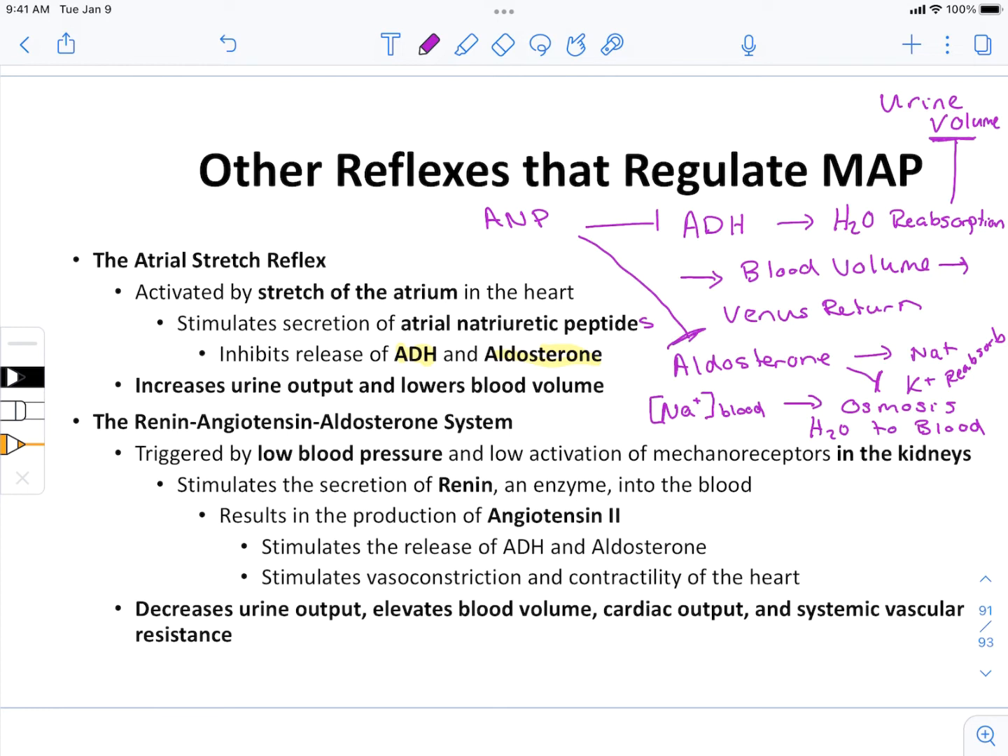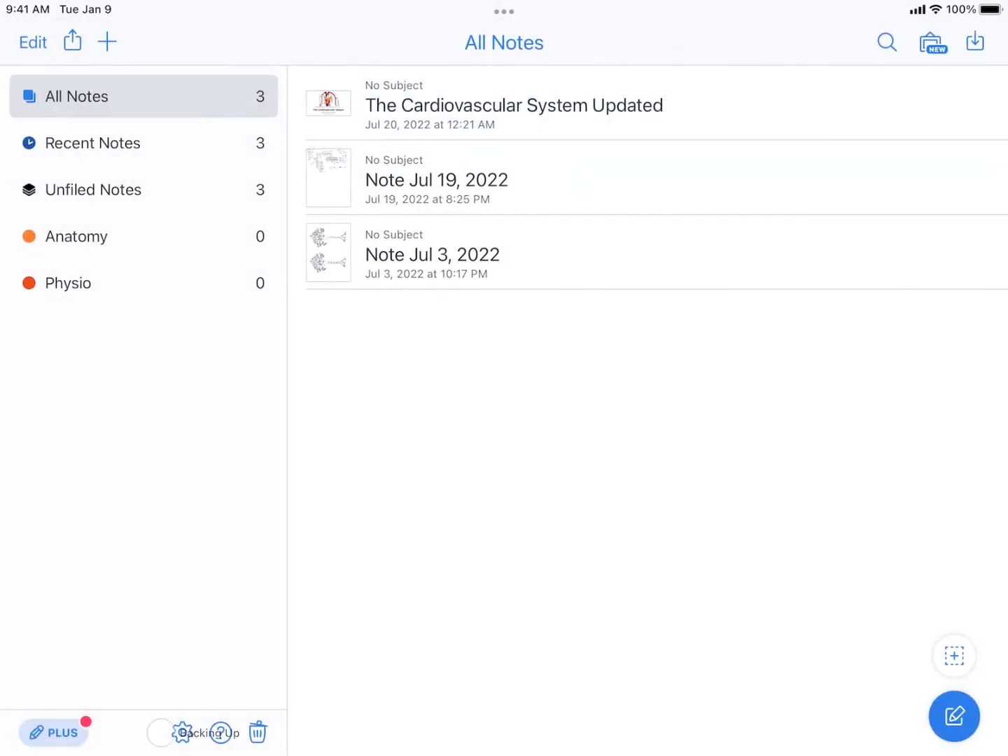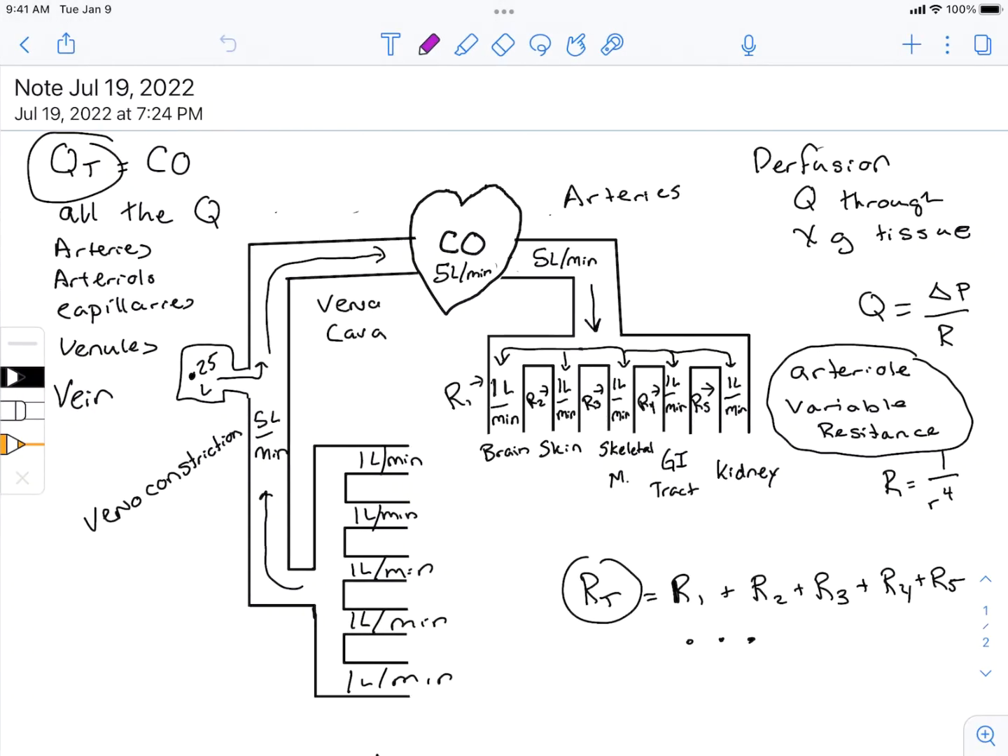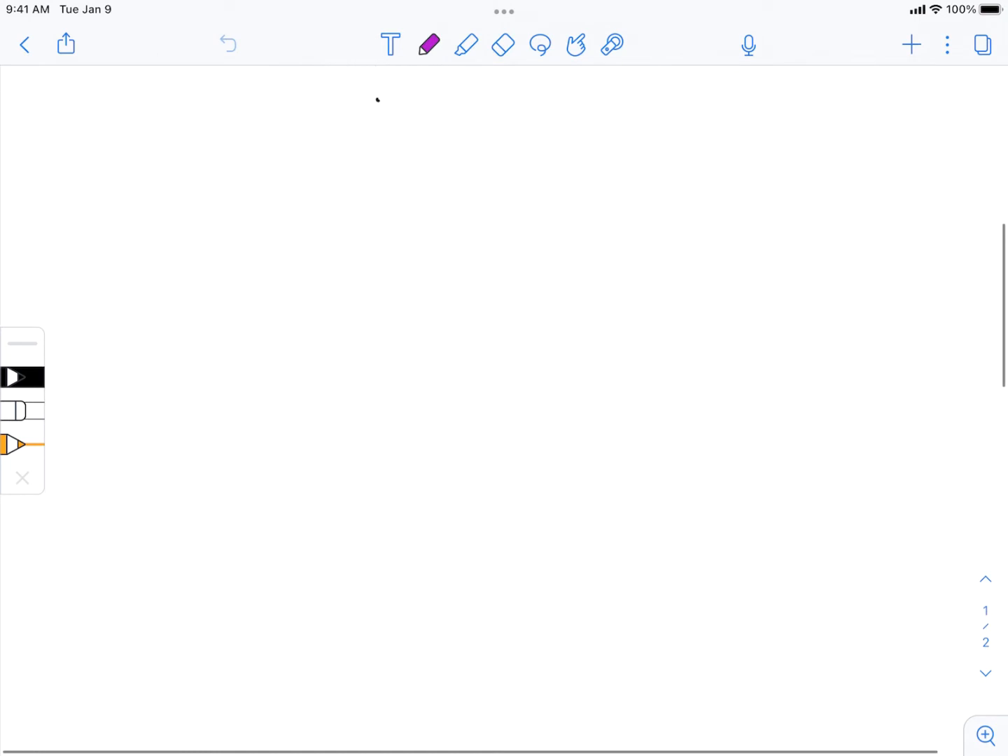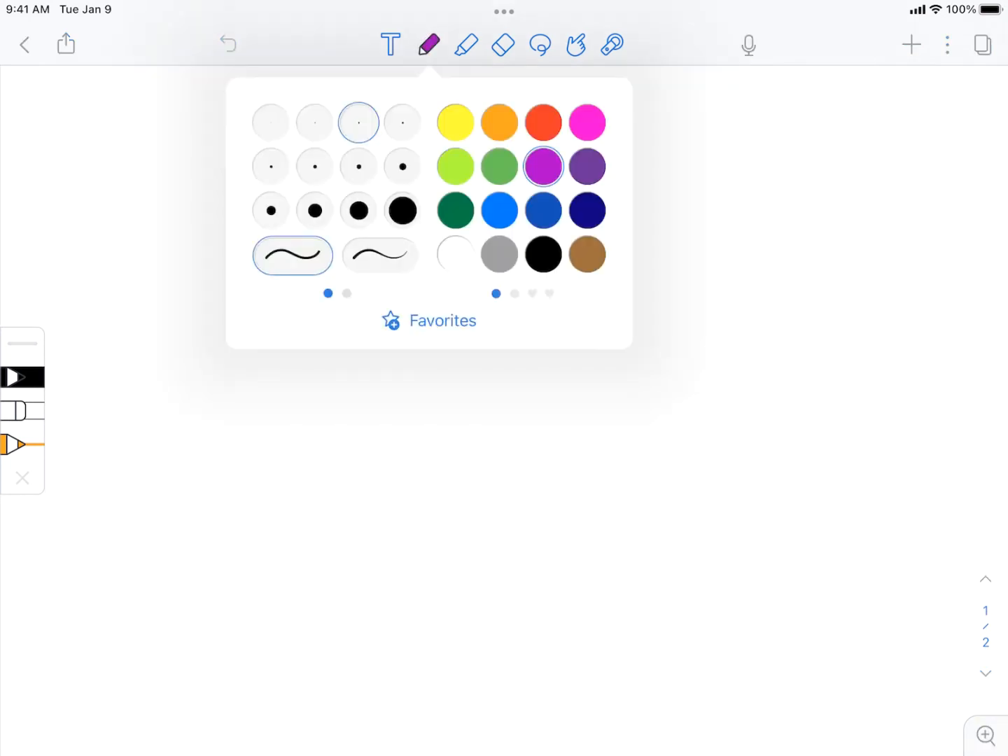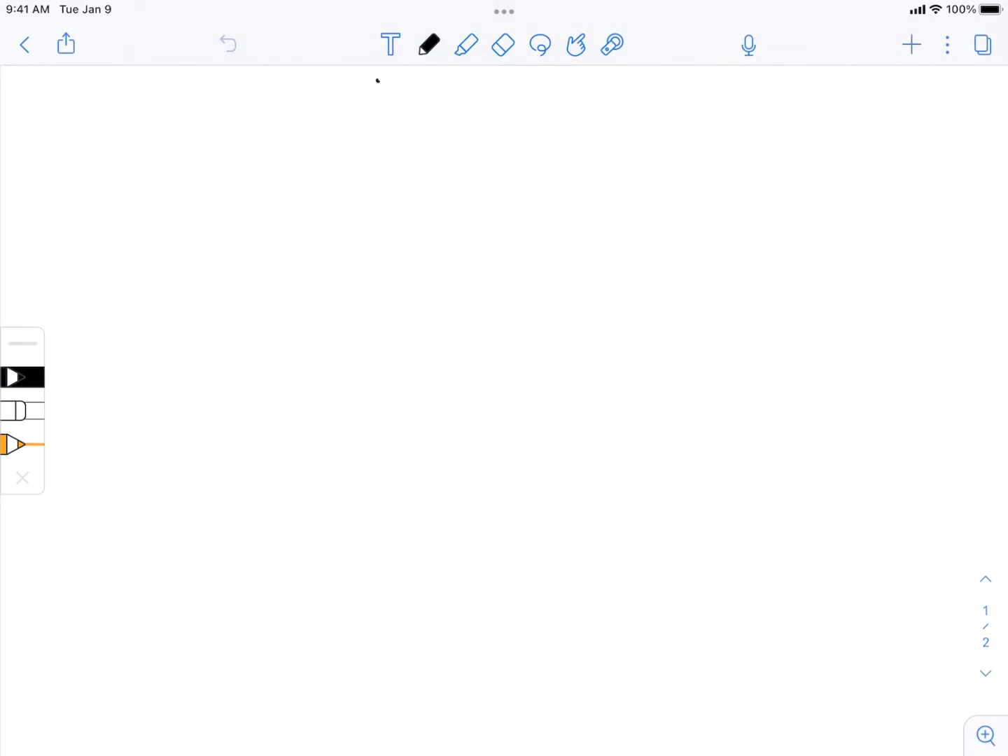Now the renin-angiotensin system does exactly the opposite. We're going to go over the renin-angiotensin system in more detail again in the renal system, but it doesn't hurt you to learn it twice. In the kidneys, there are cells that respond to blood pressure, and again, they contain mechanoreceptors that recognize a change in blood pressure.